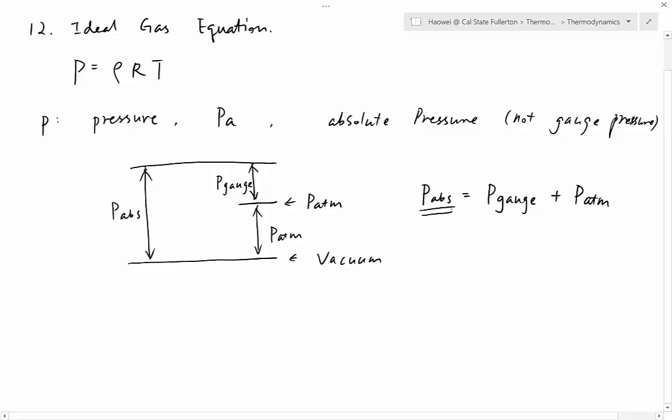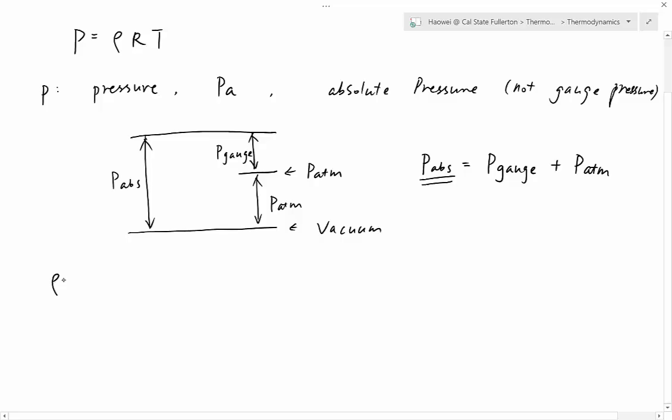So it's the first unknown in ideal gas equation, P. The next one is rho. What is rho? Rho is density. And the SI unit for density is kilogram per cubic meter. And then the second parameter in this equation is R. What is R? R is called gas constant. The unit for gas constant R is kilojoule per kilogram per Kelvin.